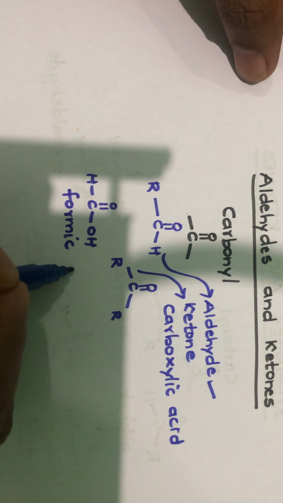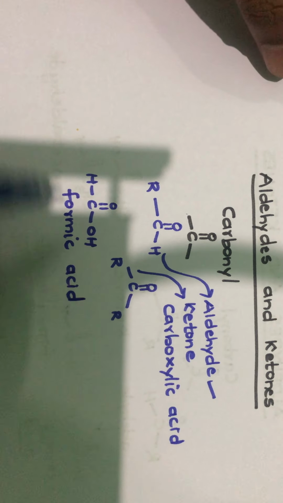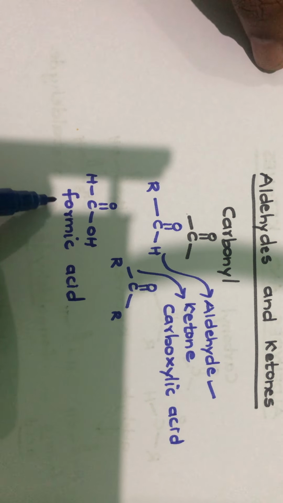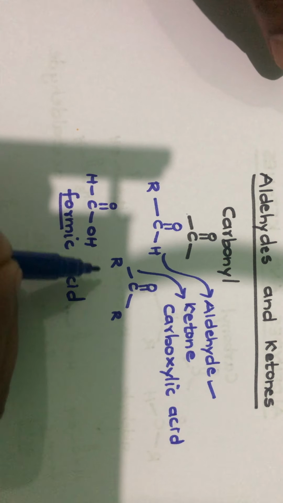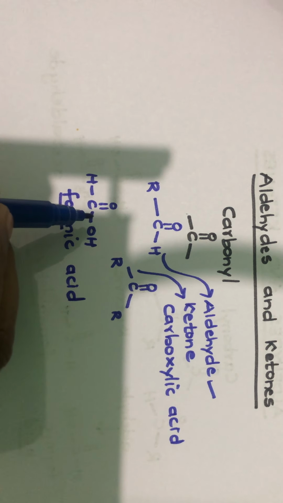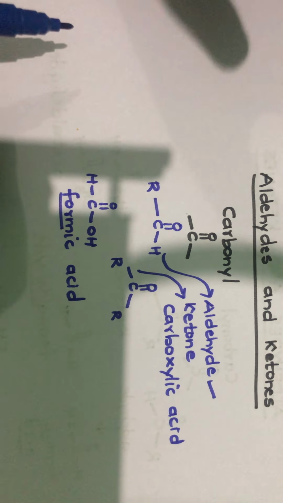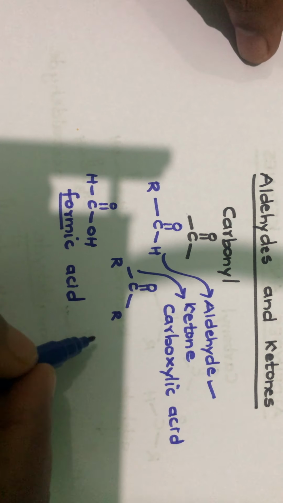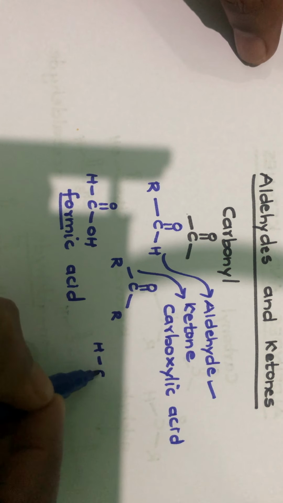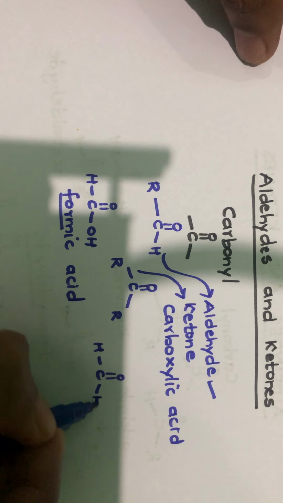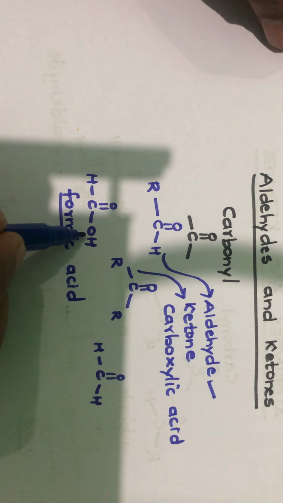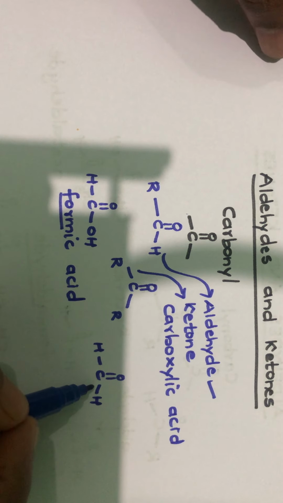This is formic acid. So generally in the trivial system, for acids, if there is one carbon, we use the term form. If there are two carbons, we use acet. If there are three carbons, we use propion. If there are four carbons, we use butyr. Now, this is an acid, because the carbonyl group has an OH group attached. This is an aldehyde, right?